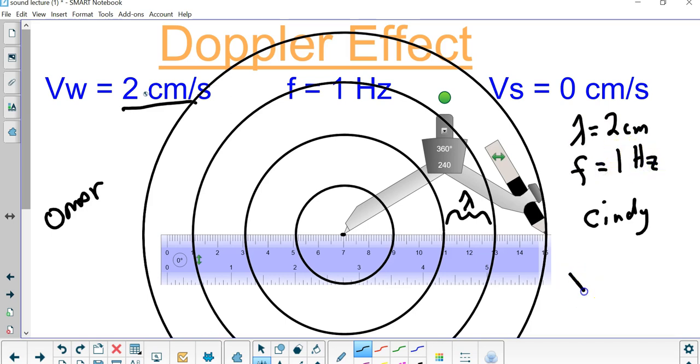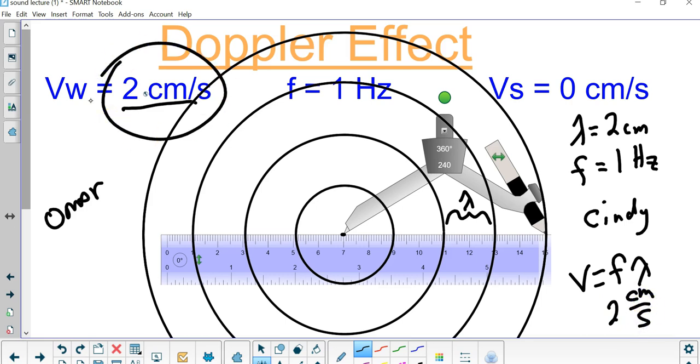And we know that the velocity is the frequency times the wavelength. 2 times 1 would simply be 2 centimeters per second. And we know that's the case because that's the speed of the wave, 2 centimeters per second. Cindy would measure that. Omar would measure the exact same thing. Okay, they're not moving, and the source is not moving. Everyone's sitting still. The only thing that's moving are the waves.